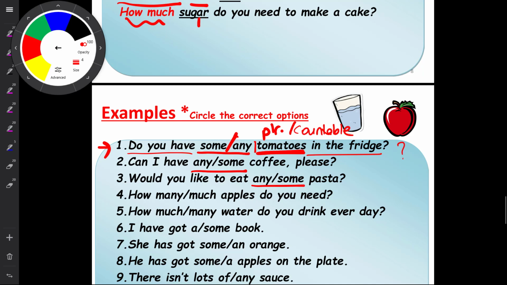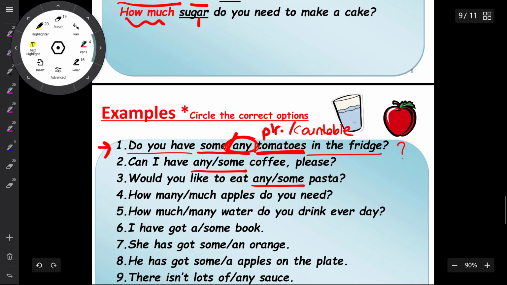Do you have some tomatoes in the fridge or do you have any tomatoes in the fridge? Are we asking someone for something here? Or offering someone something? No. So, there is no other option. We use any in this question form. A very important thing to remember about questions: we most likely use any. But when requesting or offering something, like would you like to drink some coffee? There, the situation requires us to use some. But unless there is a request or an offer, we use any. Okay? What is our correct option? Any. Do you have any tomatoes in the fridge?